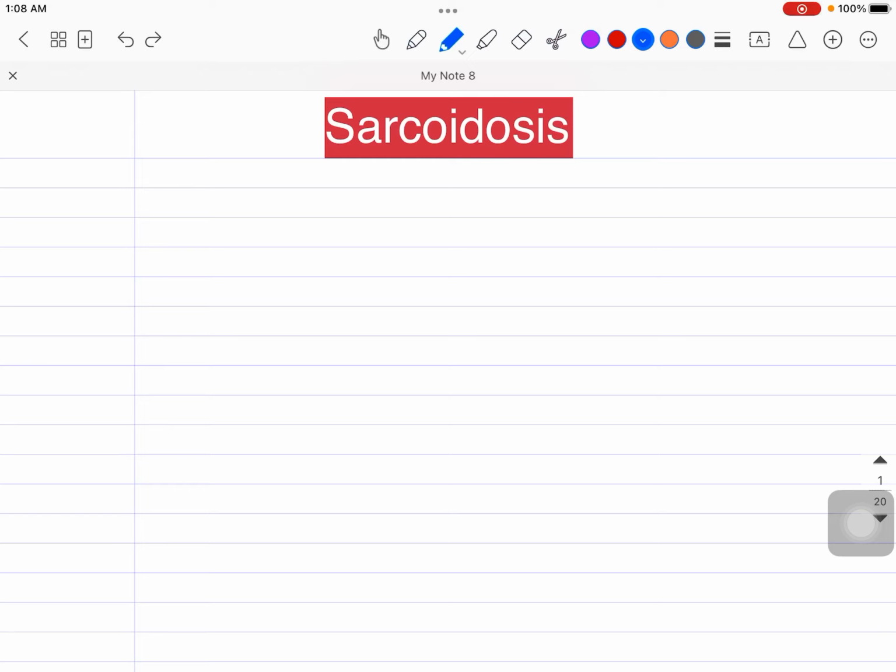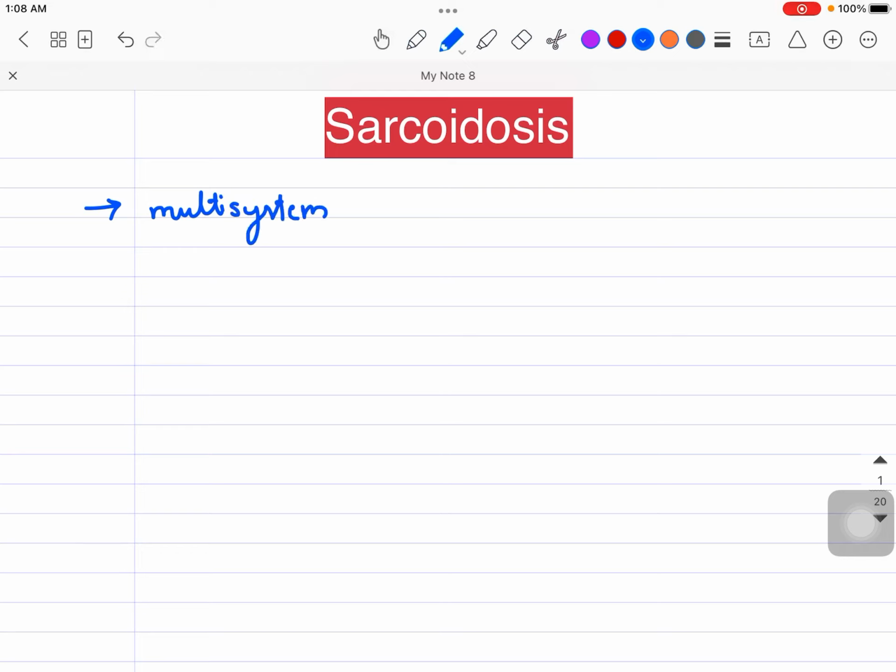If you talk about sarcoidosis, basically this is a multi-system disorder. It means multiple systems are involved over here. That is the first important point. Multiple systems are involved, so I'm just writing multi-system disorder.